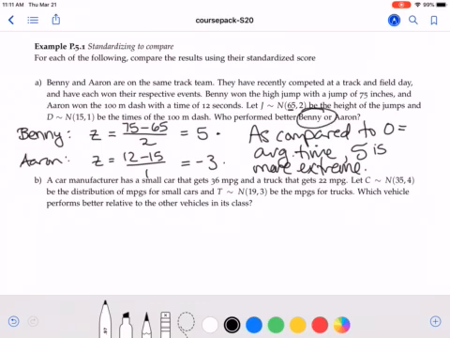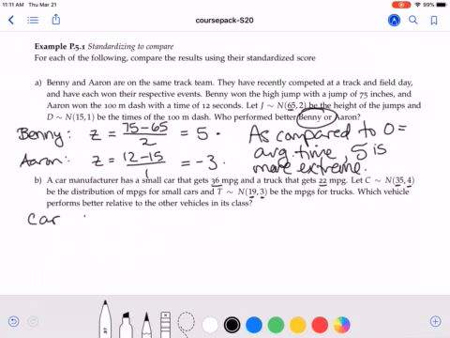In the second part, we have a car that gets 36 miles per gallon, a truck that gets 22, and we know that cars are on average 34 miles per gallon with a standard deviation of 5. Trucks are 19 miles per gallon on average with a standard deviation of 3. Which vehicle performs better relative to other vehicles in its class? Obviously, 36 is better than 22 for miles per gallon, but we're comparing two different vehicles.